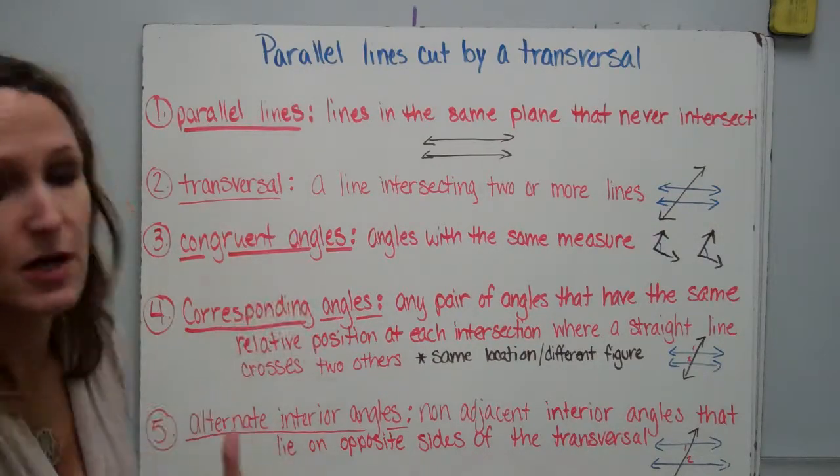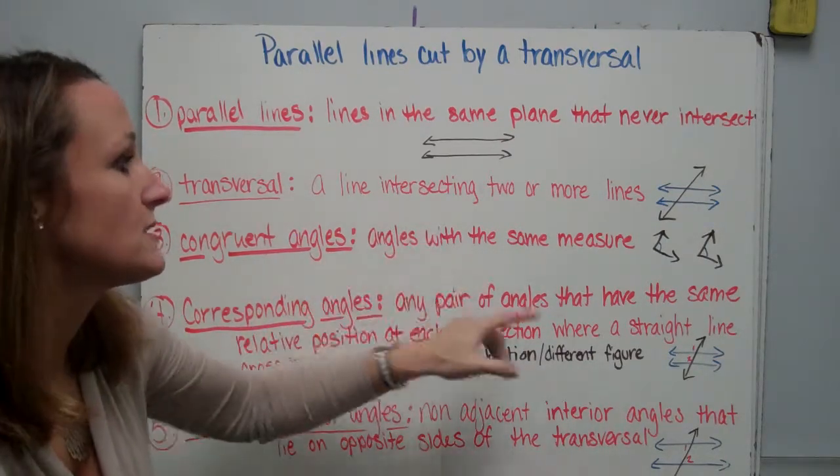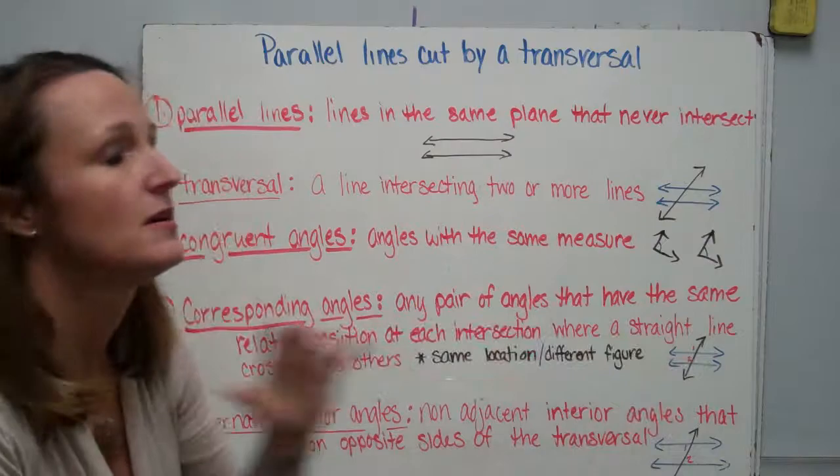Congruent angles. We've talked about these before. Angles with the same measure. So if we drew them, they're going to match.